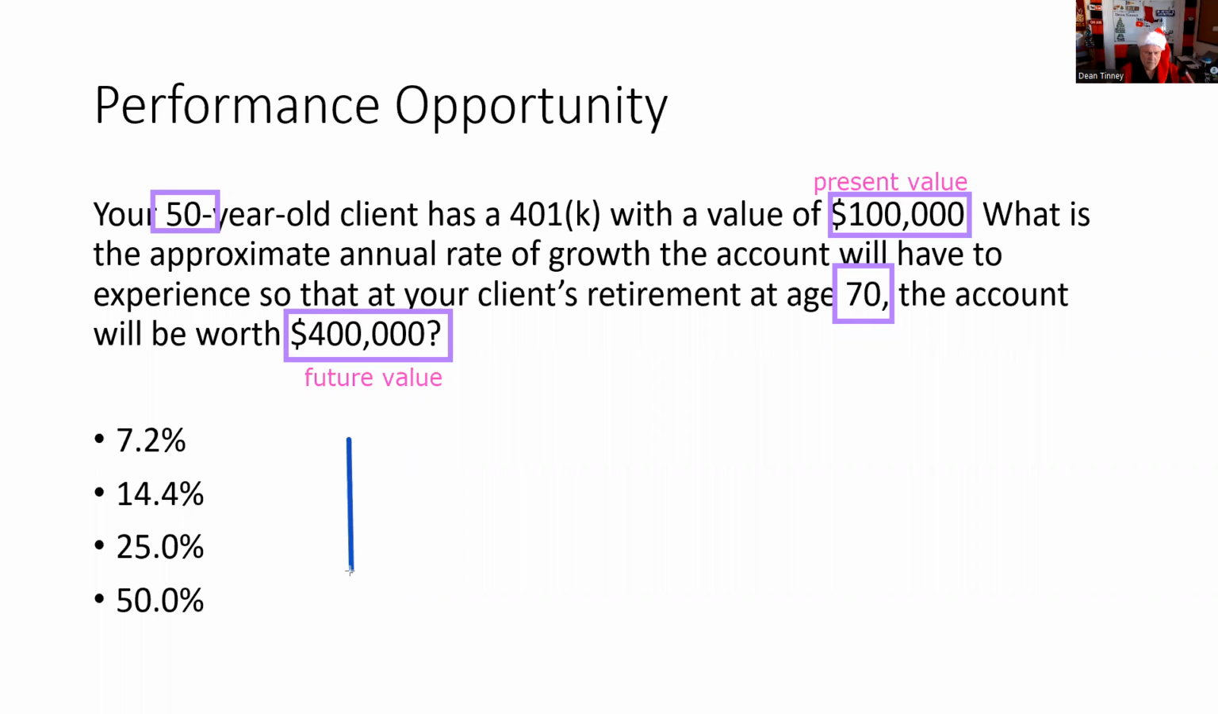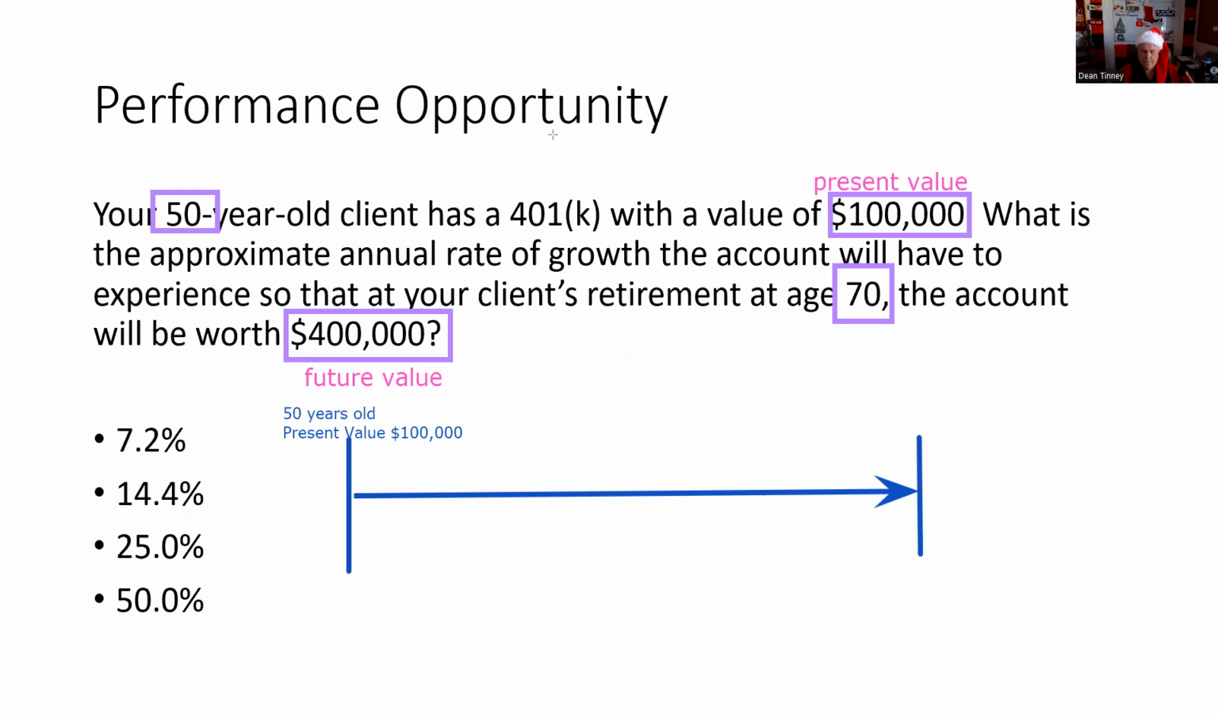Here is our starting point. As we said, we have a present value of 100,000 at 50 years old. Then we're going 20 years out, so we're going out here. And we are looking for a future value at 70 years old of 400,000.